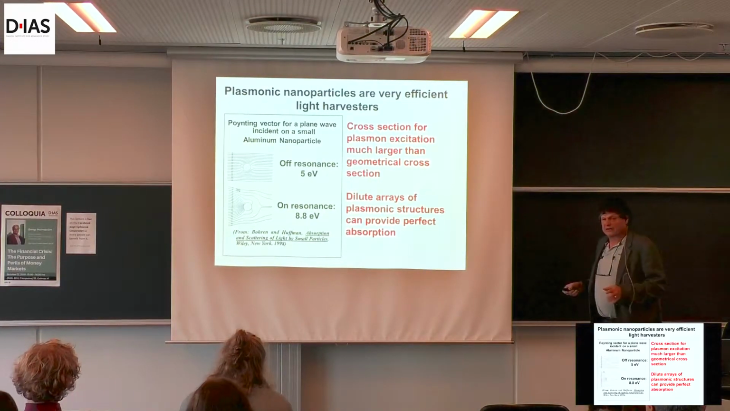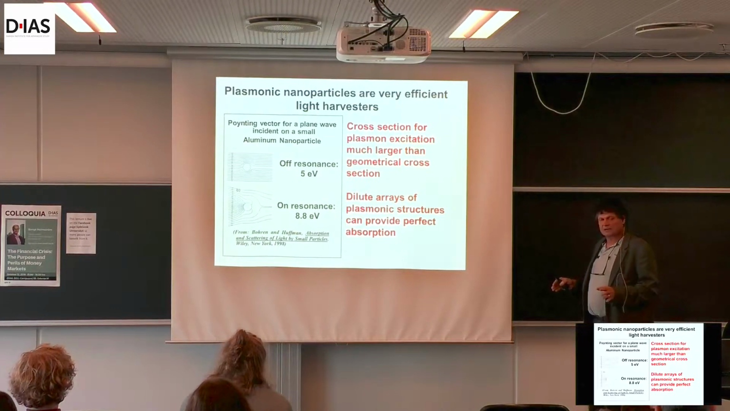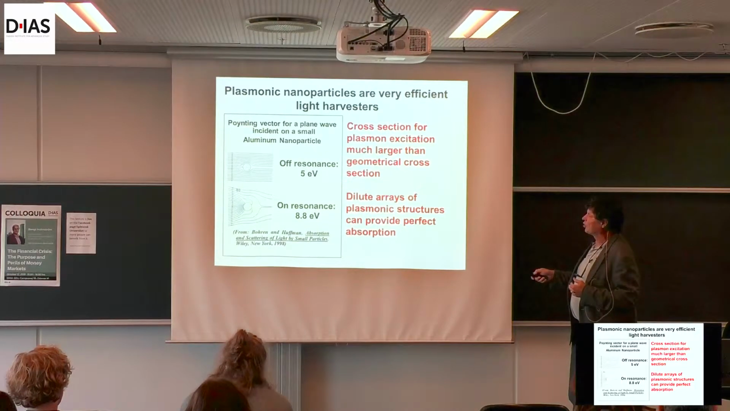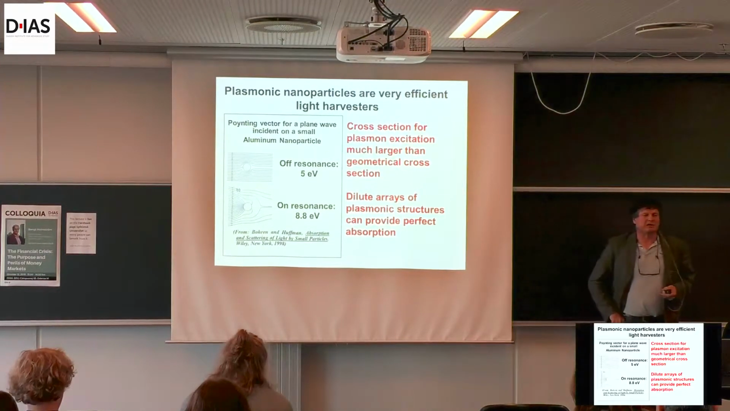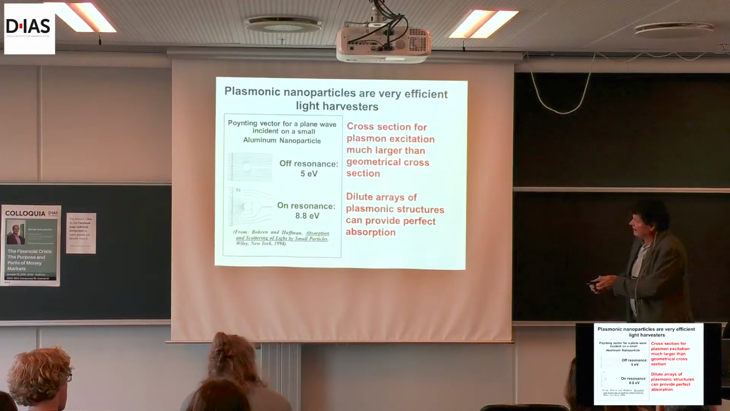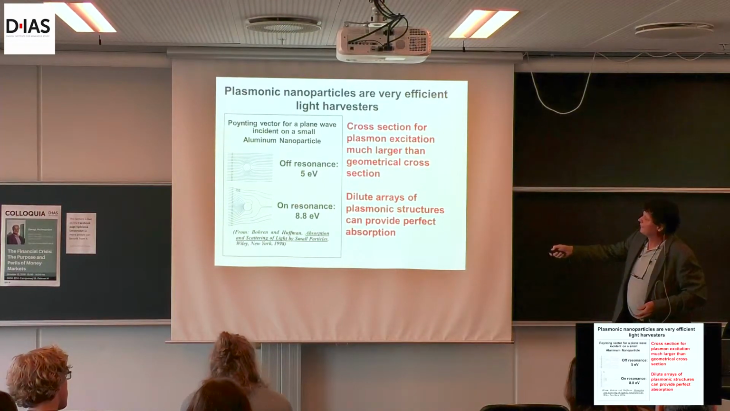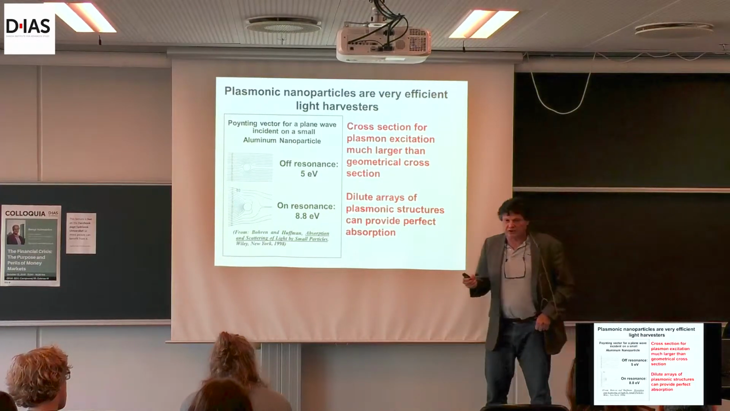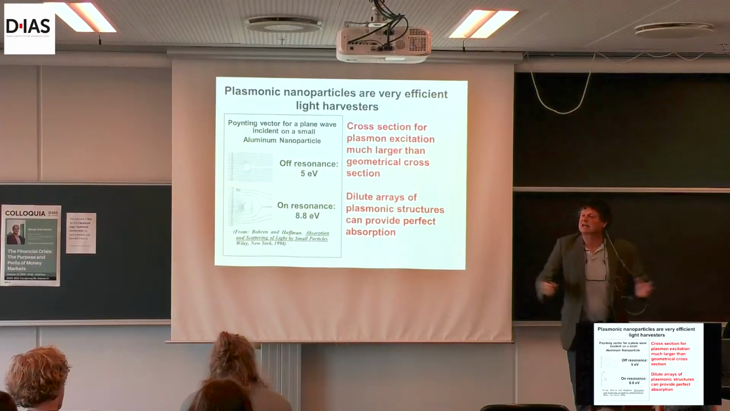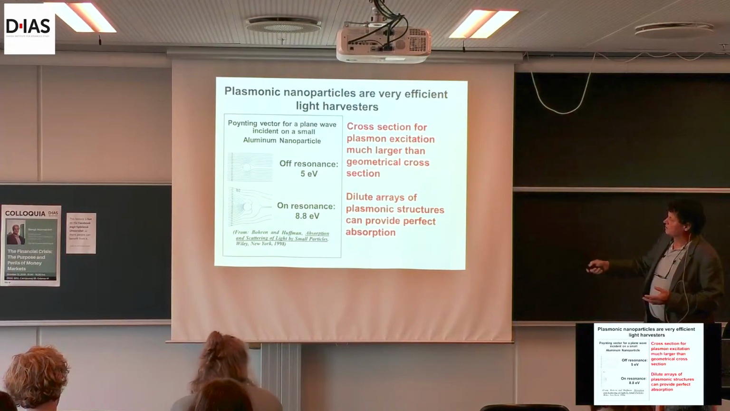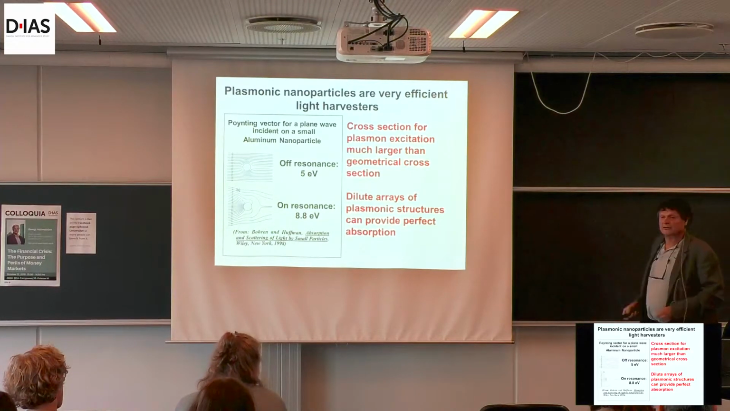So this is off resonance, and the particle absorbs light. Now, if light has the plasmon frequency, if you are on resonance here in this aluminum particle, that would be 8.8 eV, we see something very interesting. In fact, this nanoparticle sucks in light from an area which is several orders of magnitude larger than the physical cross-section. They are enormous. They attract light. So the shadow behind this particle is several orders of magnitude larger than the physical cross-section.